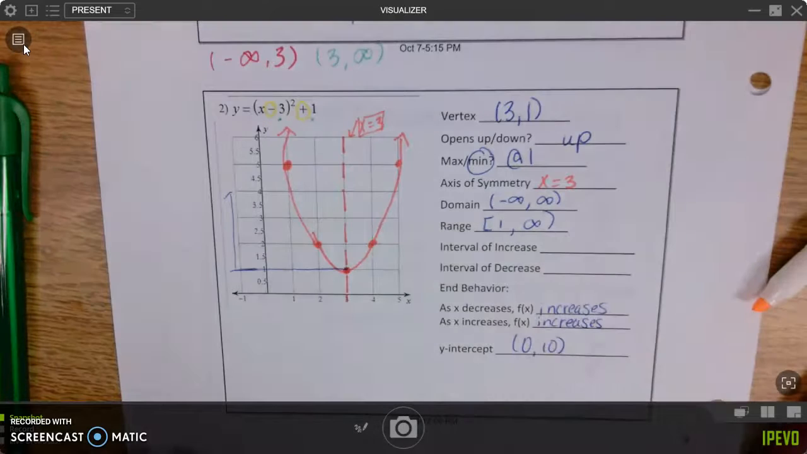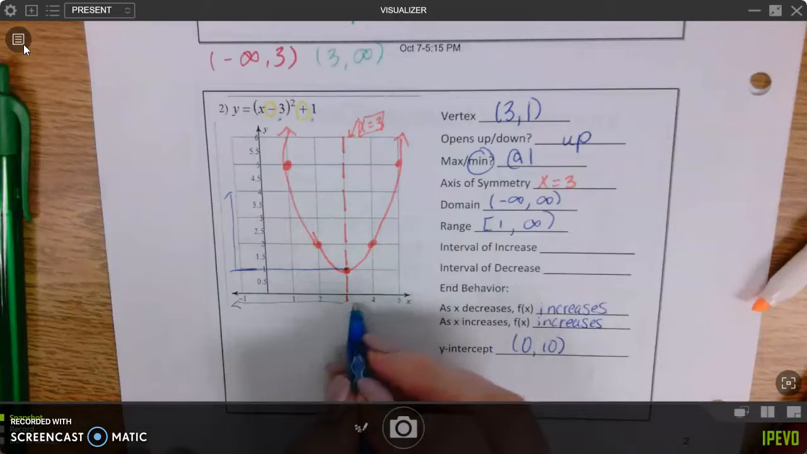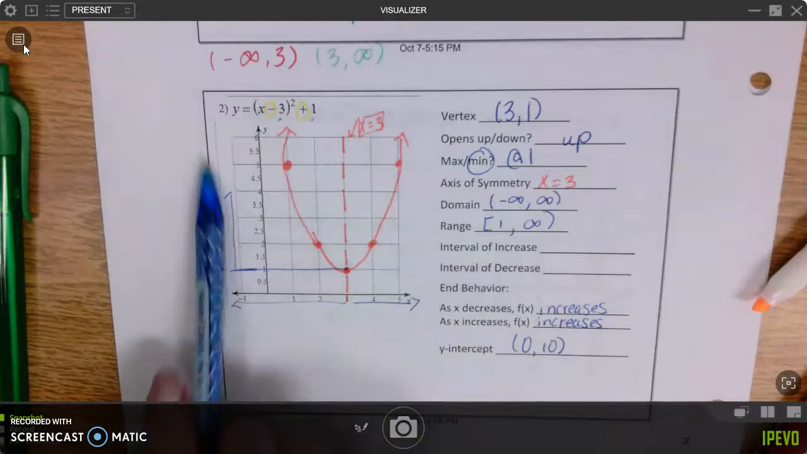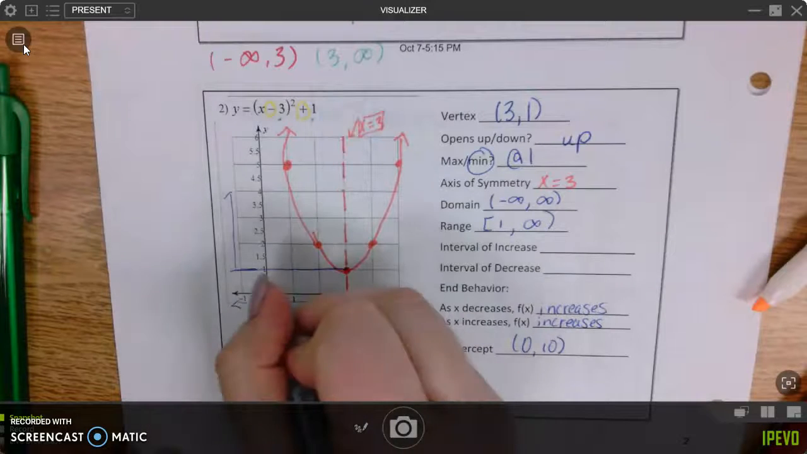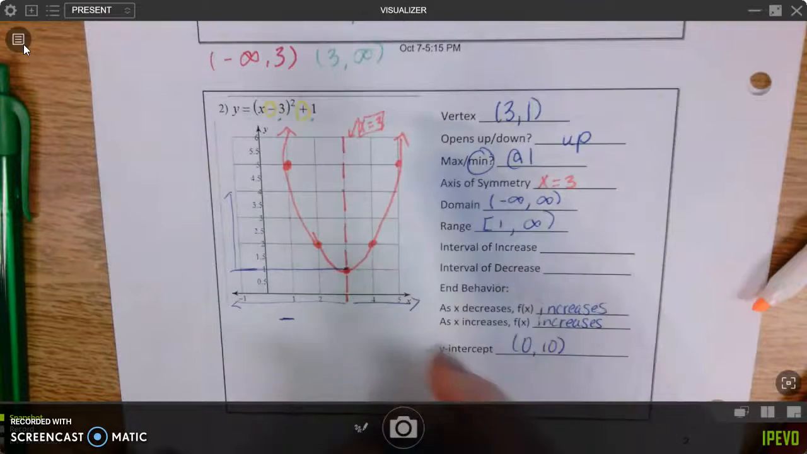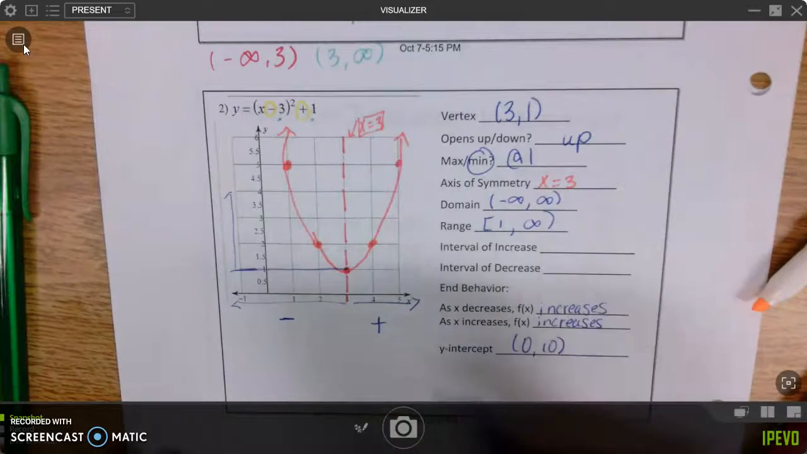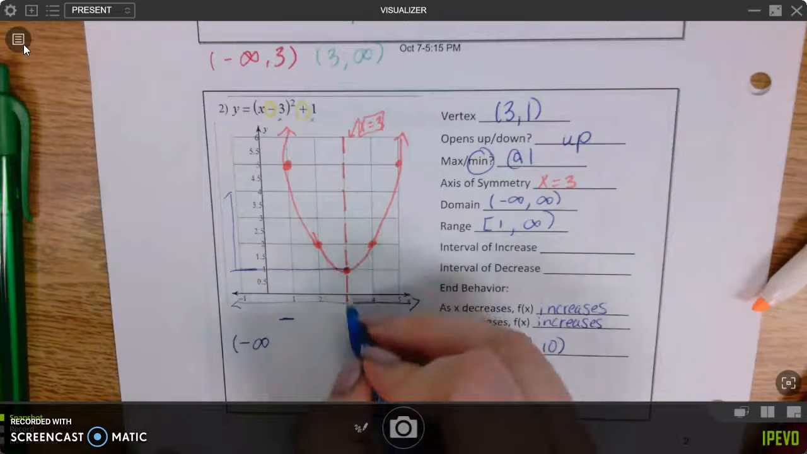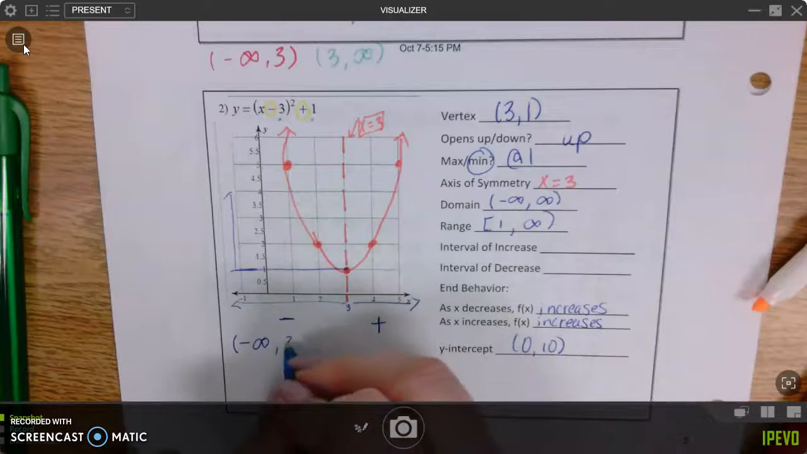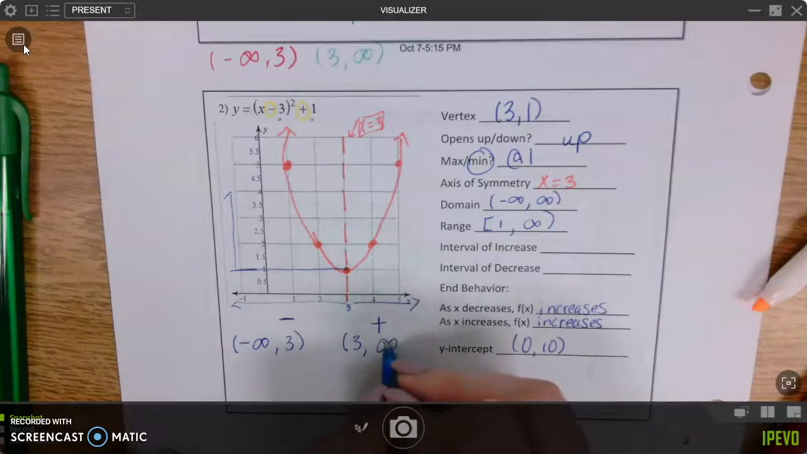Okay, interval of increase and decrease. So we've got, this is one side and this is another side. On this left side, the graph's going down, so that is our decrease interval. On the right side, it's going up. That's our increase interval. So that interval is negative infinity, and then you remember this is 3, so that's to 3. And then our interval of increase is from 3 to infinity.